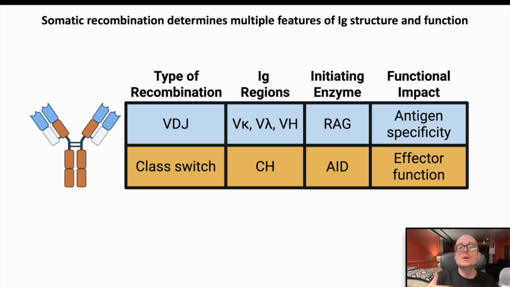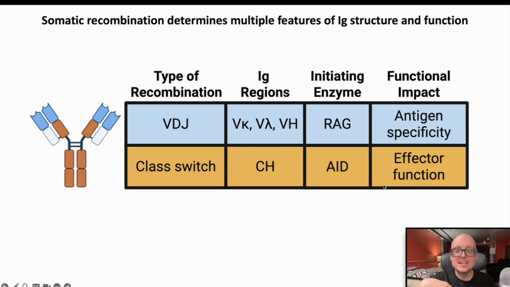In contrast, class switch recombination determines the constant heavy region of the immunoglobulin, those subunits here shown in orange. And instead of using RAG to initiate recombination, it uses the mutagenic enzyme AID, which deaminates cytidine into uracil, which eventually produces double-stranded breaks, which trigger a different type of recombination process, which will determine which heavy chain isotype is incorporated into the final immunoglobulin molecule. And that is important because it will confer different effector functions on the immunoglobulin molecule.